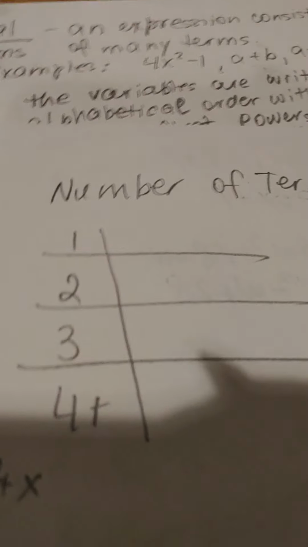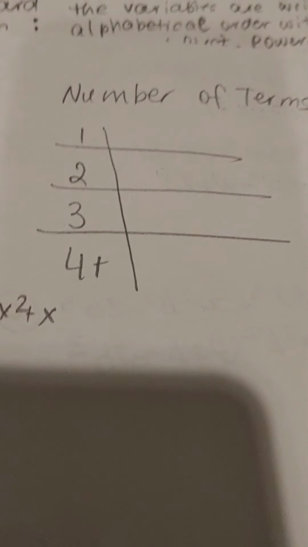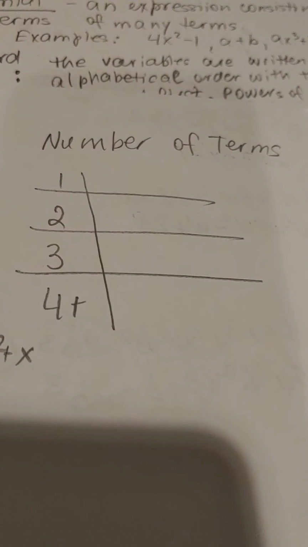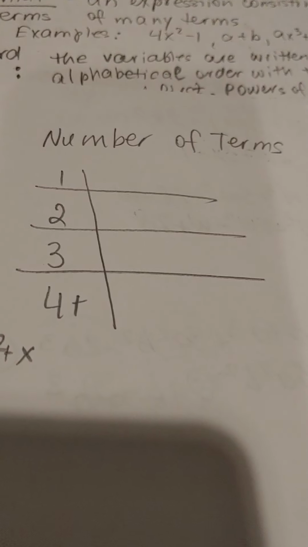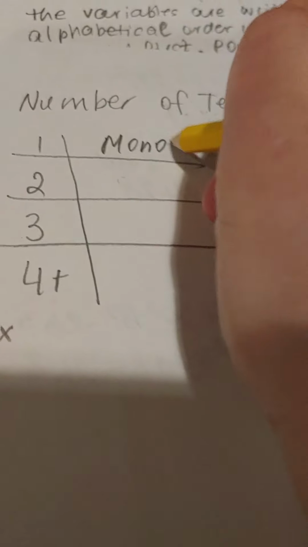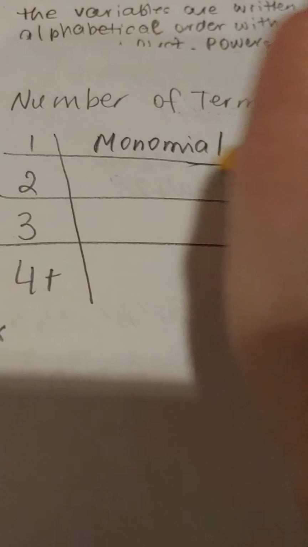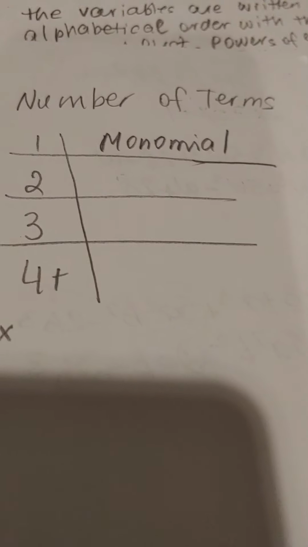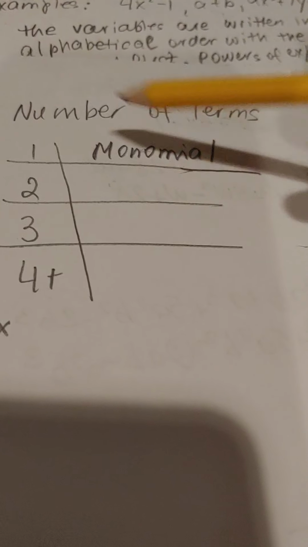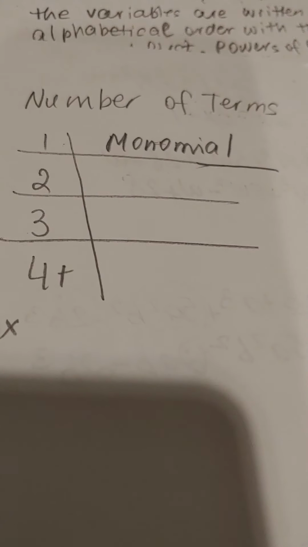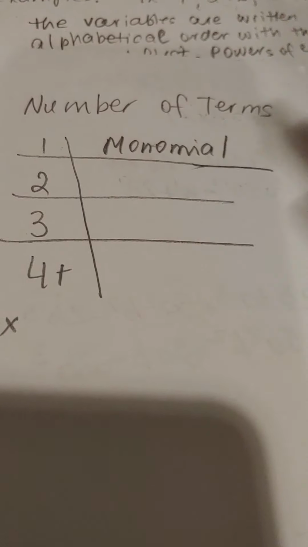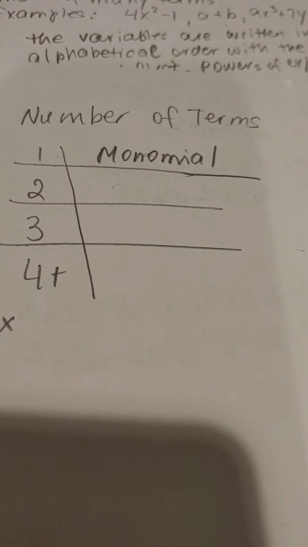Okay, now let's talk about number of terms. The polynomials have different names, and it's based on their number of terms as well. When there is one term, it's called monomial, like I was saying before. So it's a contradiction here, because it says that polynomial is an expression consisting of many terms, and monomial is actually consisting of one term. So that's what I was talking about a little bit before this. This doesn't make any sense, but again, let's let it go. But this is a bit of a red flag for me, so it should be for you as well.